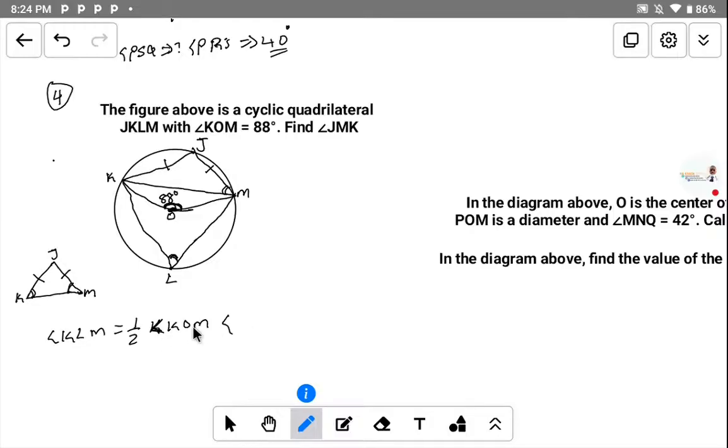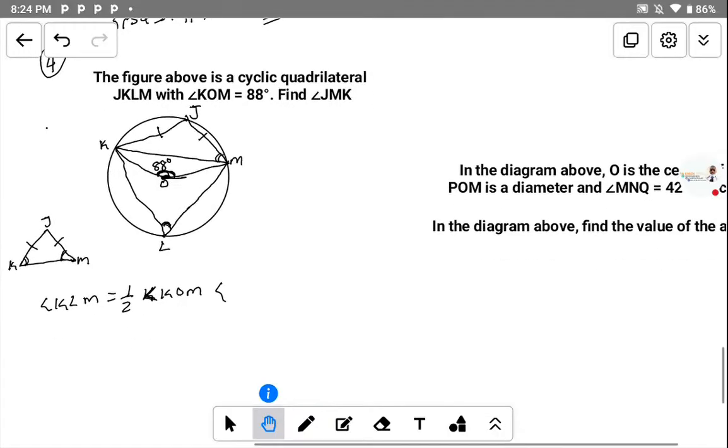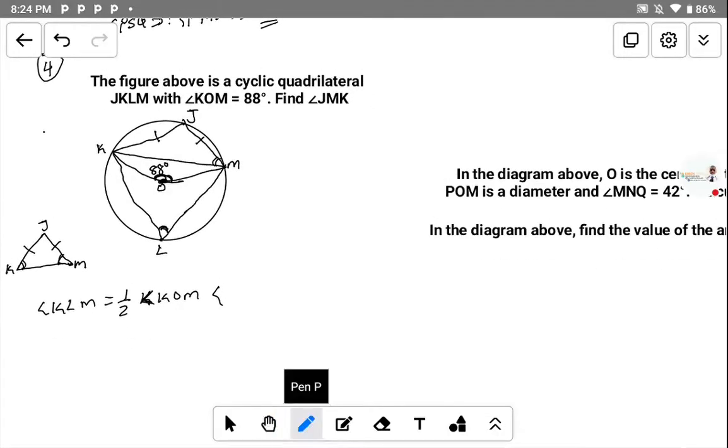Why it is half of it, just put that the angle at the circumference is equal to half of the angle at the center. Write the statement down if you are doing this question. If it is a theory question, it's very, very important that you write the statement down. I hope you are following.